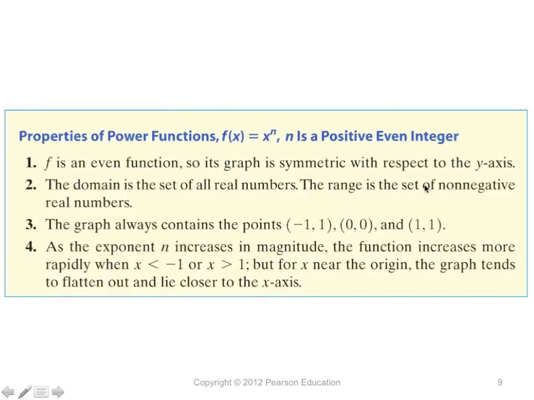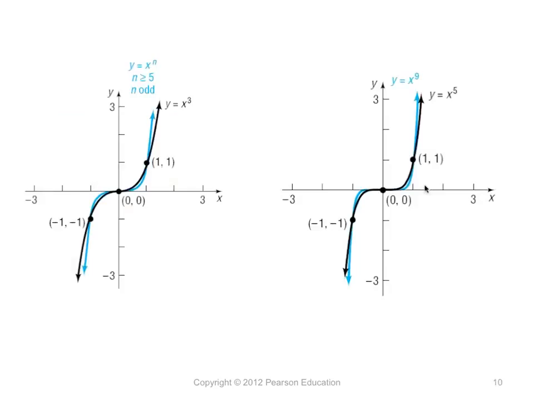And then as the exponent n increases in magnitude, so as we have larger and larger exponents, the function actually increases more rapidly. But then, like I said, near the origin, it kind of flattens out and gets a little bit closer to the x-axis.